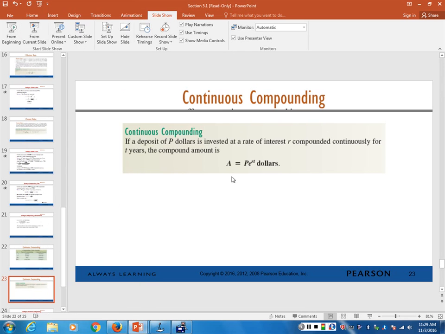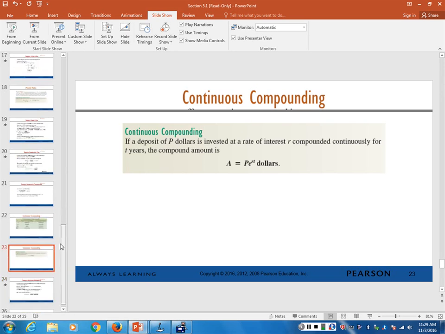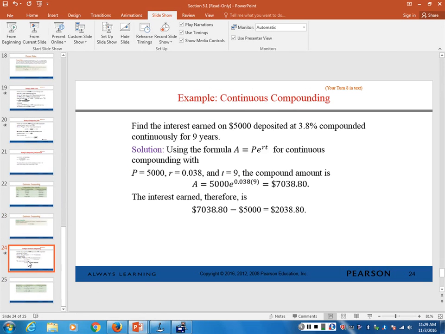It's useful to us in this formula because if we want to find a future value at an interest rate r being compounded continuously for t years, it can be found using this formula. It's an easy formula to use. So we'll do an example of this one. We're going to find the interest earned on $5,000 deposited at 3.8%, compounded continuously for 9 years.